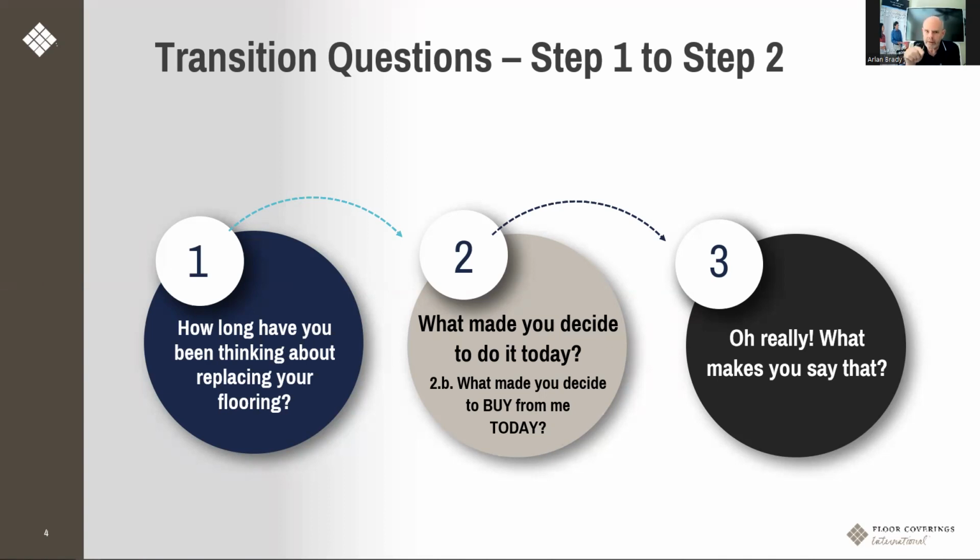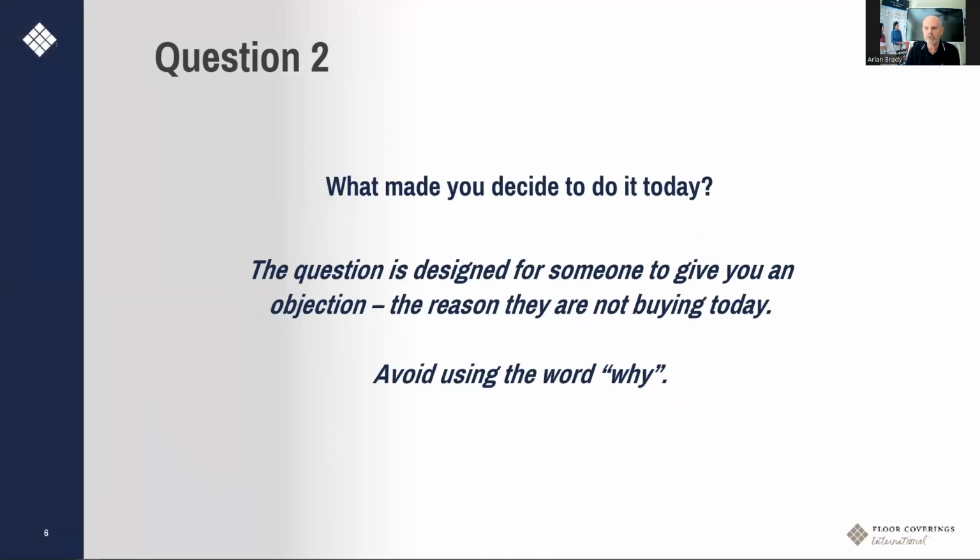So see, that second part of the number 2 question is designed to just put enough pressure to be able to get the objection, and then you back off the pressure again. Question number 2, what made you decide to do it today? It is absolutely designed for someone to give you an objection. It is meant for somebody to say, oh, I'm not doing it today. That's why this question is really, really carefully worded. What made you decide to do it today?